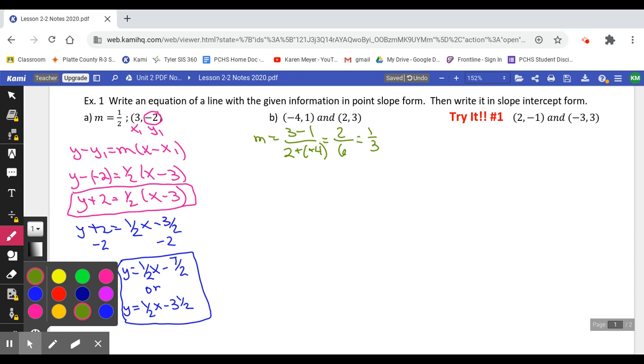So now we get to pick one of our points to use. So I'm just going to choose at random the point -4, 1 to use with my slope. So now go back to point slope. So the y number in my point is 1, so opposite is -1, equals slope, which is 1/3, parentheses x. The x number in the point I chose is -4, so opposite is +4.